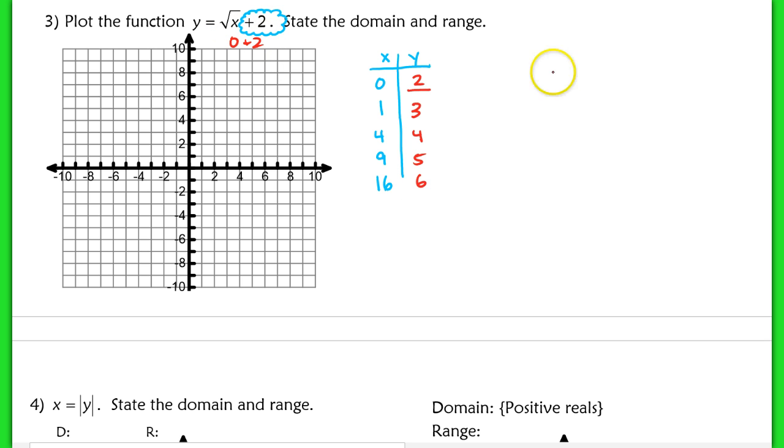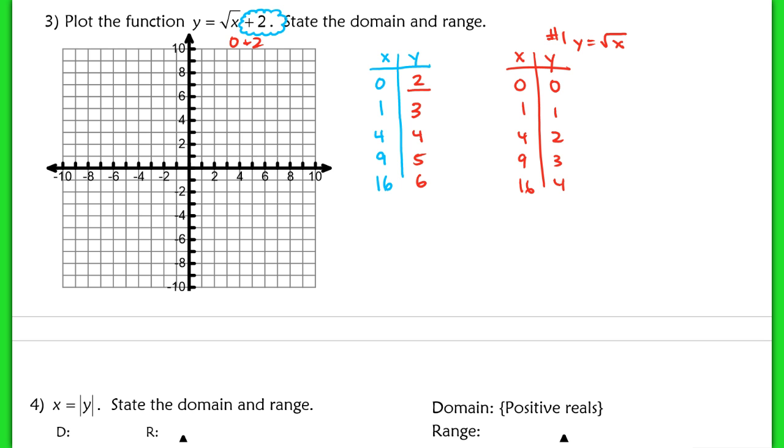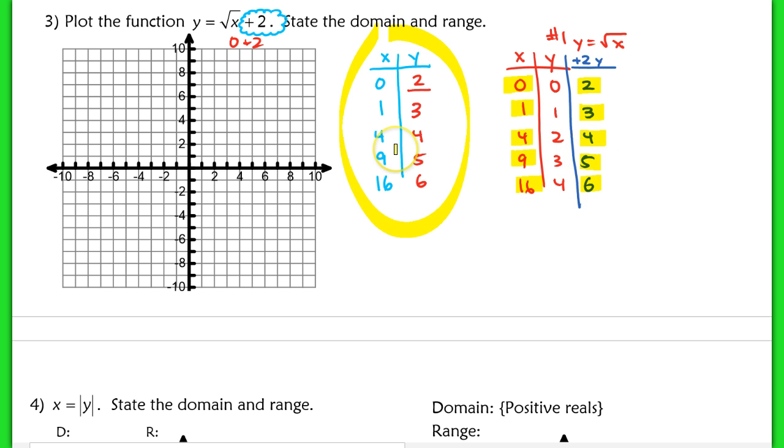So if you look at this table in comparison to our very first function that we graphed, that mother function in example 1, the square root of x, remember our table looked like this: 0, 1, 4, 9, 16, and then it had the values 0, 1, 2, 3, 4, right? Well, if I just apply that whole transformation idea here and I add 2 to the y values, I get 2, 3, 4, 5, and 6. And if you look here, this is the exact table that you just came up with. So it's pretty cool how the transformations apply to this function here as well.